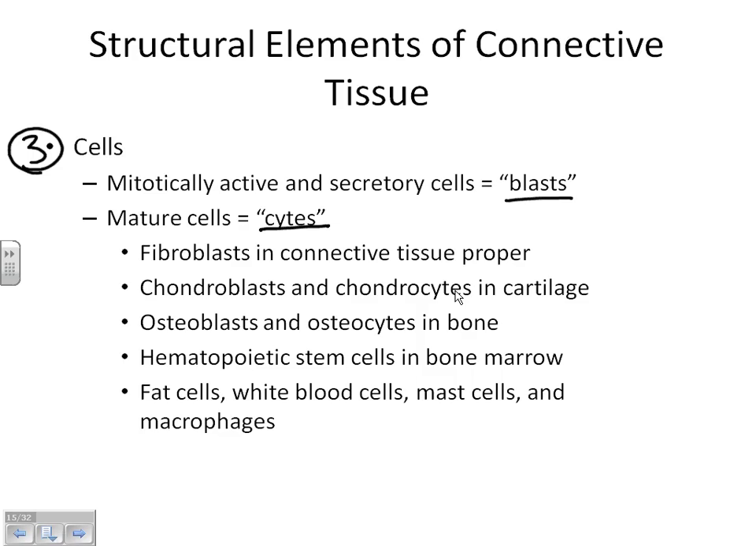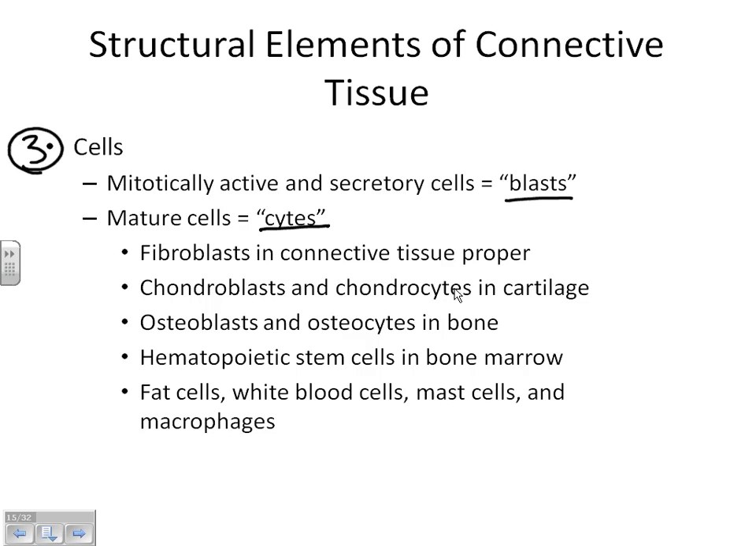A cyte is a mature cell that's doing things like producing ATP, undergoing normal cellular metabolism. A blast is more of a stem cell that is still focusing on producing more DNA, undergoing mitosis, things like that. Okay? Now, for each type of connective tissue, we put a different prefix on blast or cyte so that we can make it complicated and have a bunch of different cell names. Okay?